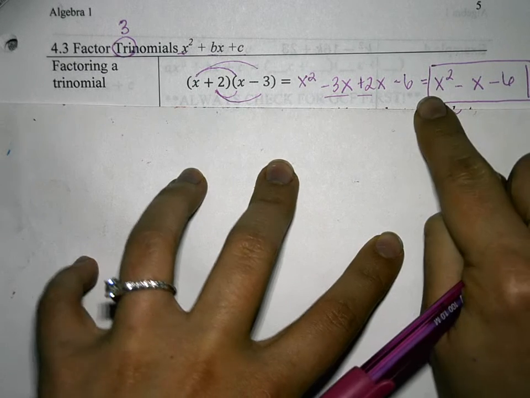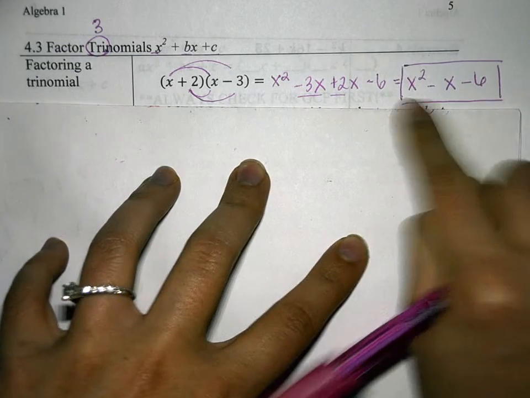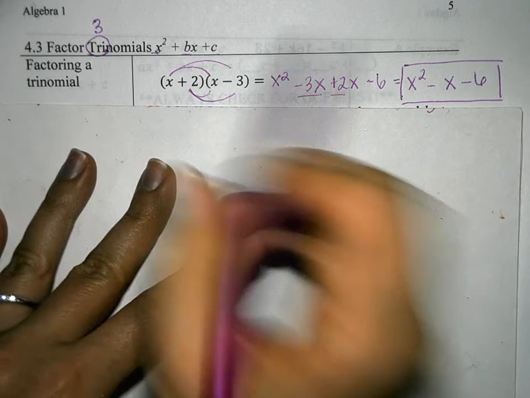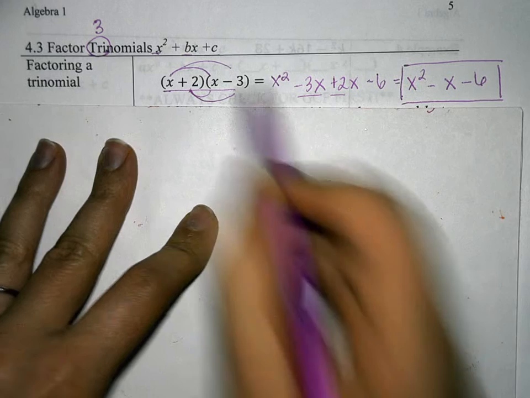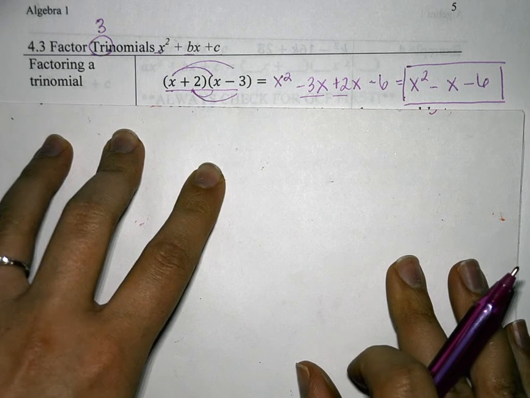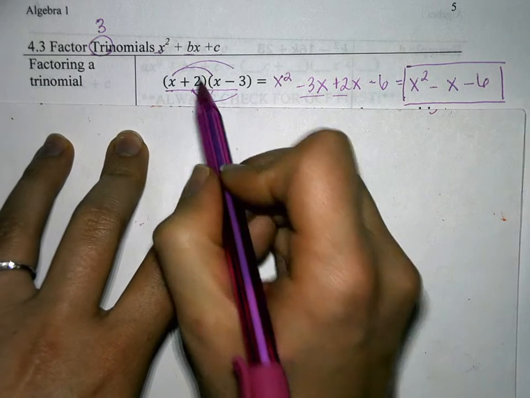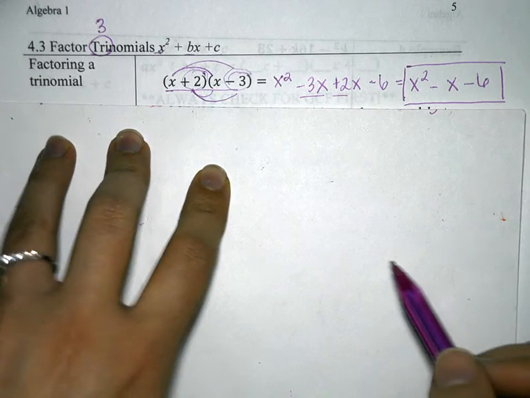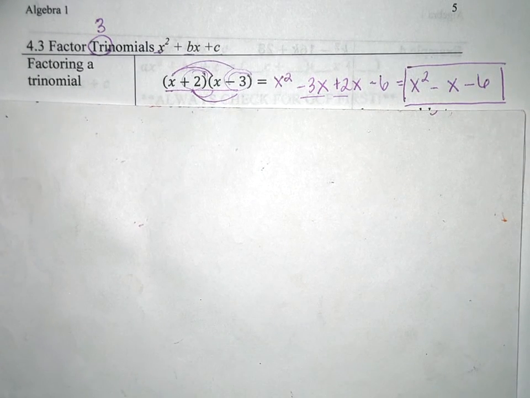Today, I'm going to give you something that looks like this, a trinomial, and I'm going to want you to break it up into this. So the question is, how do I know that the numbers here are supposed to be 2 and negative 3? That's really what we want to know here.